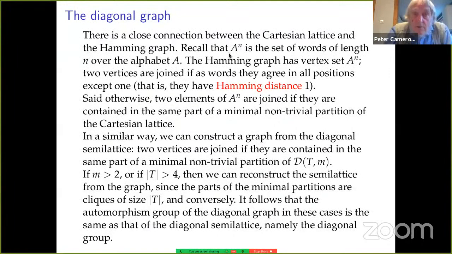Take A to be any group at all. Then take A to the N and you use this rule: they are joined if they differ in one coordinate. That's a Cayley graph for A to the N. But then the diagonal graph is also a Cayley graph because it contains T to the M. So we have here T to the M. So the diagonal graph is also a Cayley graph. So both of these families of graphs are Cayley graphs. Yes. Okay, fine.